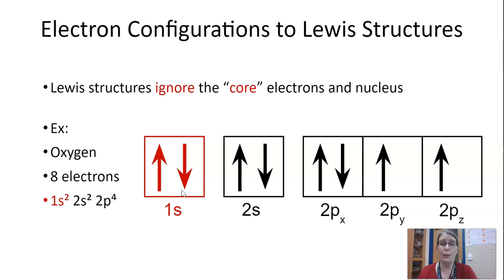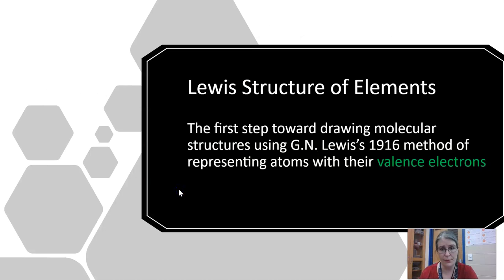So here's a very important thing to note about Lewis dot diagrams. Lewis dot diagrams are a method of representing atoms only with their valence electrons. It's very important in a Lewis dot diagram to remember we're only dealing with valence electrons. If you don't remember what valence electrons are, don't fret. I'm going to remind you in a second.